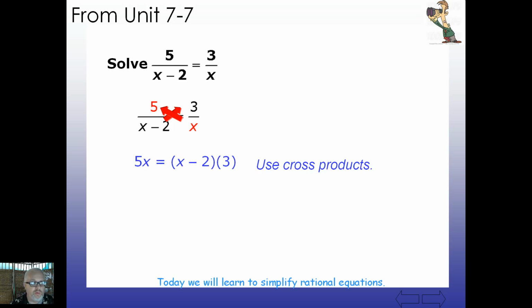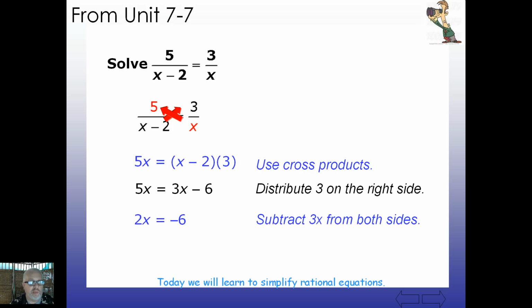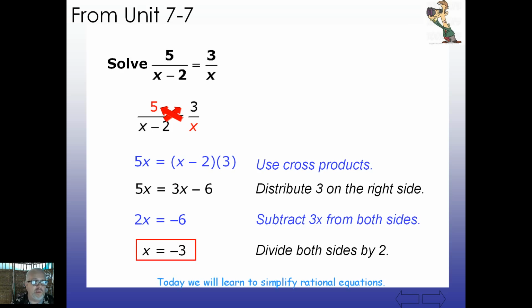Distribute that 3 through, and we end up with 3x minus 6 equals 5x. Which is the smaller version of x? Well, of course, it's 3. Subtract that 3x from both sides, divide by 2, and x equals negative 3. So it doesn't look like negative 3 is going to bother us. We can have negative 3 down here. That would give us negative 1. We can have negative 3 here. Again, that would give us 5 divided by negative 5 is negative 1. So it's going to be just fine.